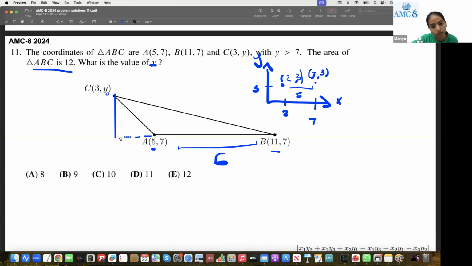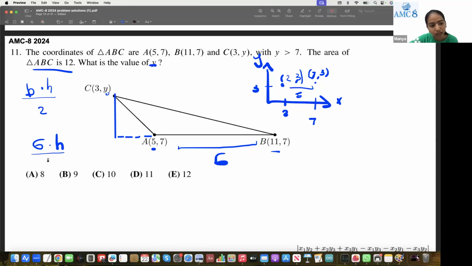Okay. Something like this. Okay? So, we have this right now. And now we know that to find the area of the triangle, we would have to do base times height by 2. And we know that the base is 6. So 6 times height by 2.